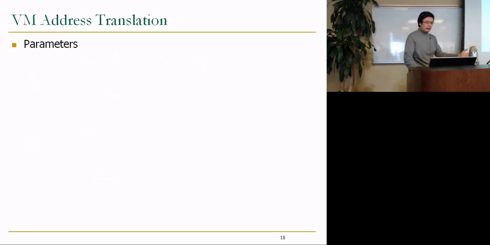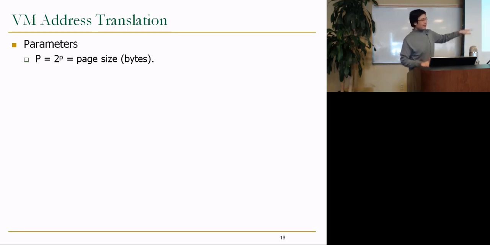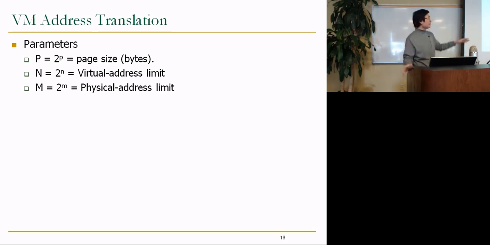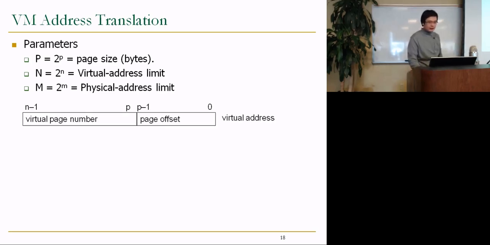Now on to the address translation. I'm going to define some parameters that I would use often in this class, and I think it's pretty common in other classes as well. Capital P will refer to the page size, and the small p would be how many bits are used to refer to the page size, so the page size would be 2 to the small p. And n would be the virtual address limit, or the virtual address space. And then the capital N, which is the actual virtual address space, would be denoted in the form of 2 to the n, where n is the number of bits to refer to the virtual address. And then the small m would be the physical address limit, similarly to the virtual address, and this refers to the physical address.